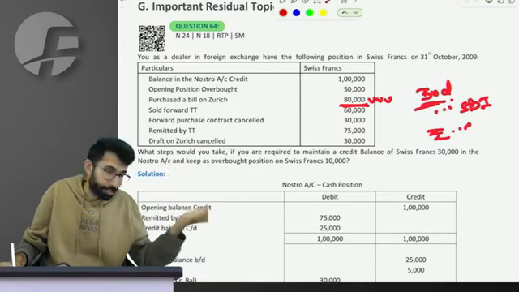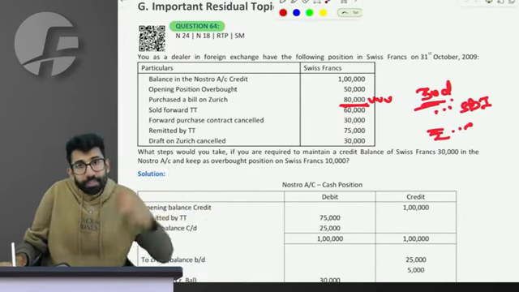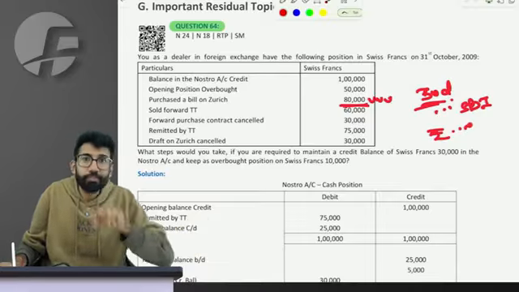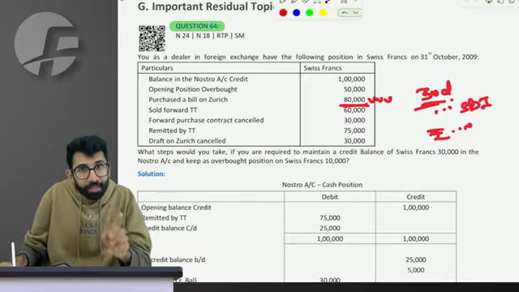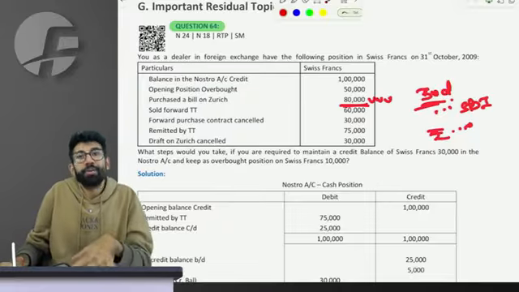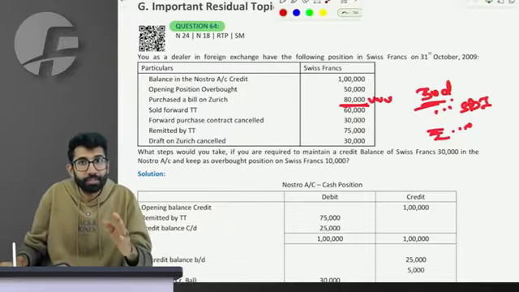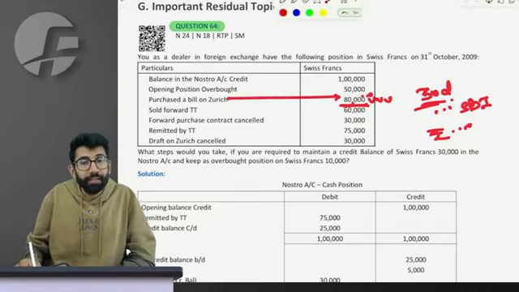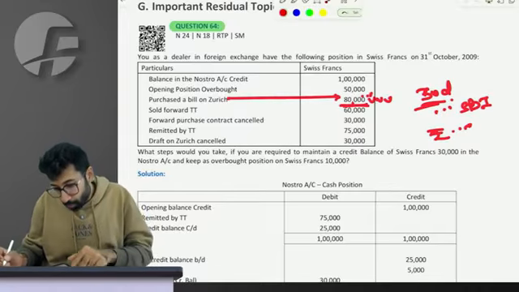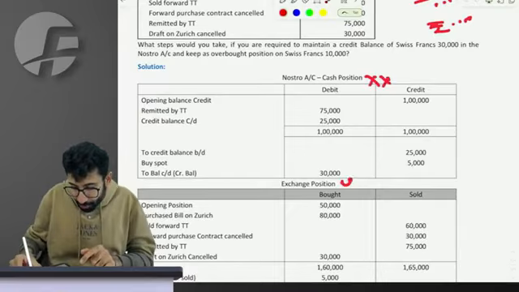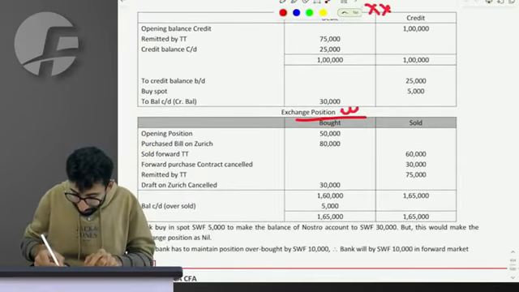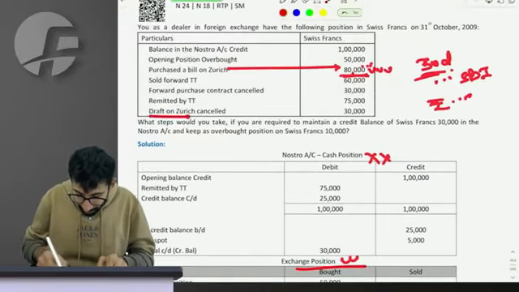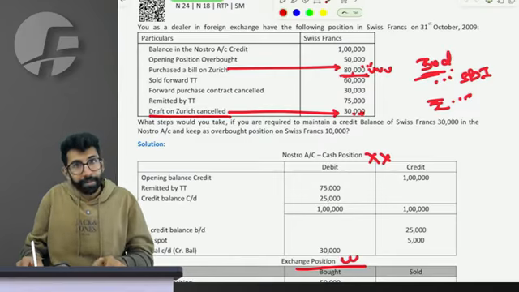My export customer came to me to discount a bill. I have given him rupee today, but the amount of Swiss franc will come to me on a later date. Sir, I am not recording rupee transactions, I am recording Swiss franc transactions. And accordingly can I say 80,000 should be recorded in the bought side, not in the cash position but in the exchange position. 80,000 purchased bill on Zurich. Very similarly, draft on Zurich cancelled, right?